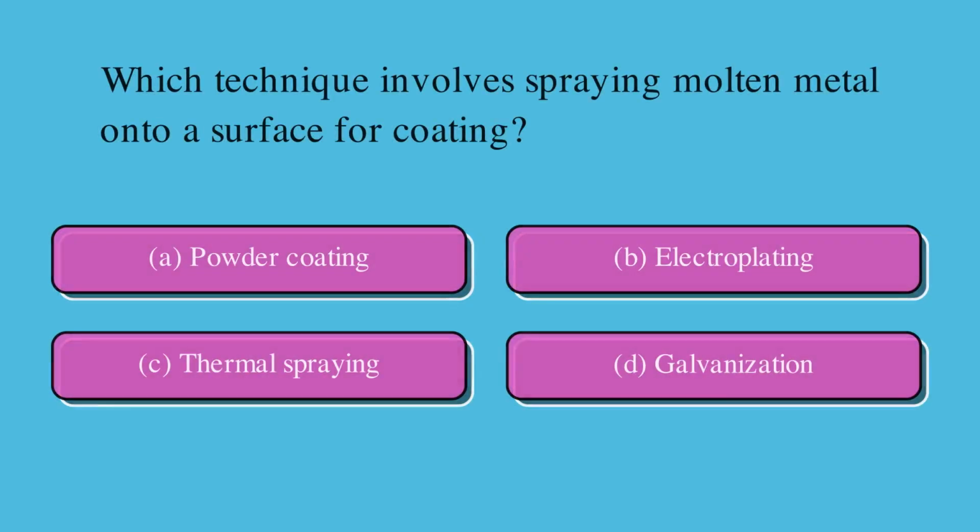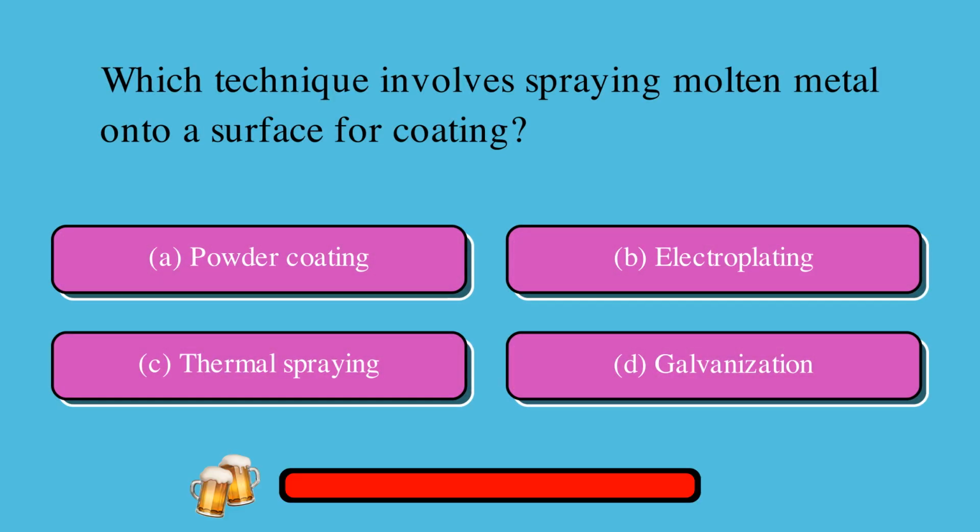Which technique involves spraying molten metal onto a surface for coating? A. Powder coating, or B. Electroplating, or C. Thermal spraying, or D. Galvanization? The correct answer is C. Thermal spraying.